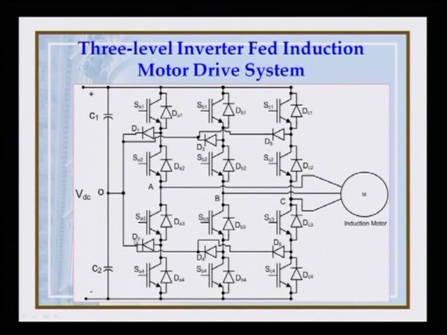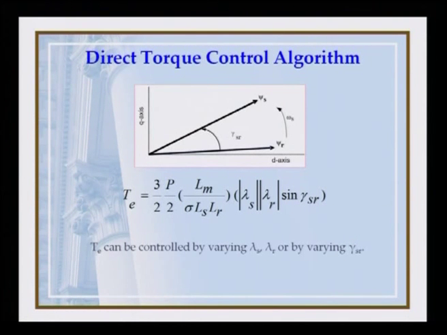And then these are the flux vectors. The stator flux is psi s and the rotor flux is psi r, and then we can calculate the torque in this case as 3/2 into P/2. We have a constant here, lambda and psi are the same, the flux, the stator flux into the rotor flux into the sine of the angle between them, gamma sr, and gamma sr is the angle between psi s and psi r.